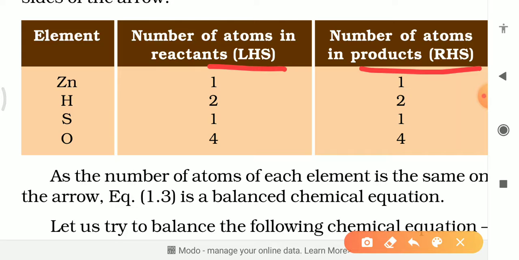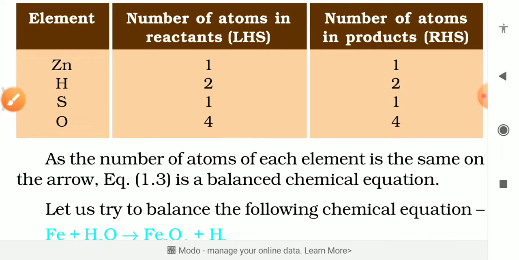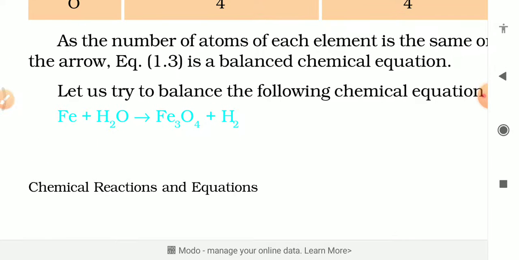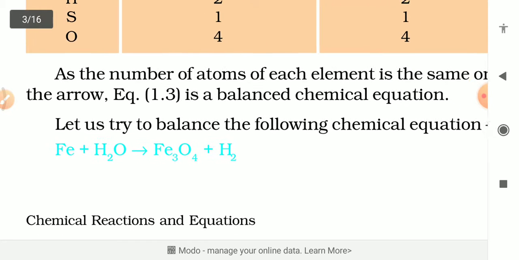Then we can say that this is a balanced chemical equation, as the number of atoms of each element is the same on both sides of the arrow. Now let us try to balance the following equation. This is another example here.